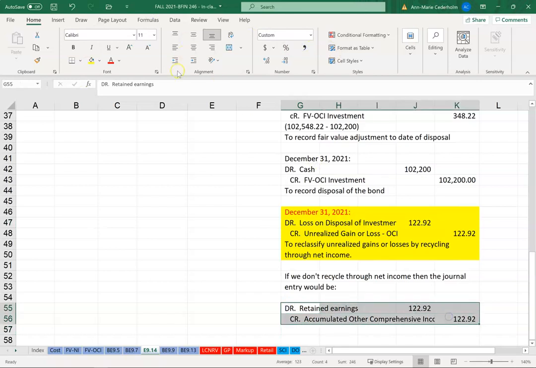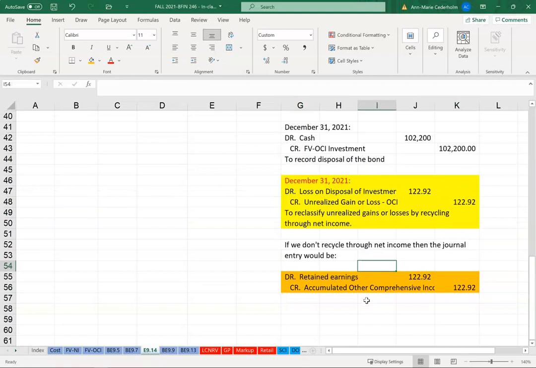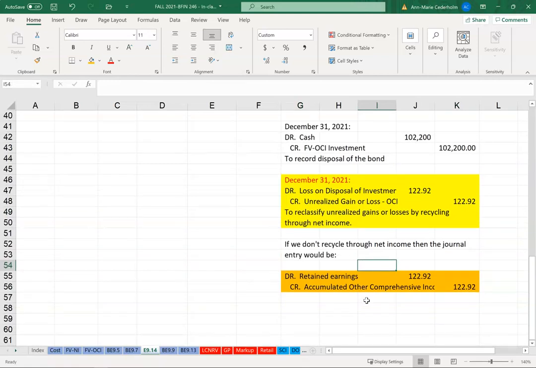Okay, so I just want you to be aware that when we're dealing with fair value through OCI investments, whether it's on a bond or on shares, if they ask us to recycle it through net income, we'll do that. We'll put it as a gain or loss and move it out of OCI. If they tell us not to recycle it through net income and put it through retained earnings first, then we're just going to directly debit or credit retained earnings and clear out the accumulated other comprehensive income account. And that's it.